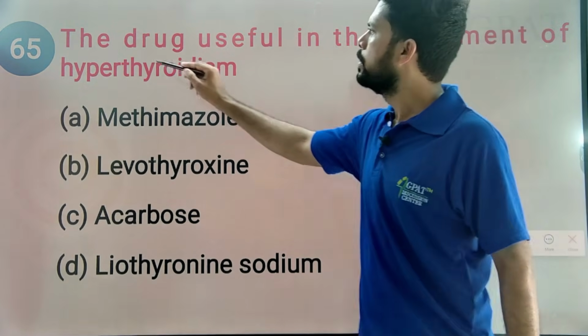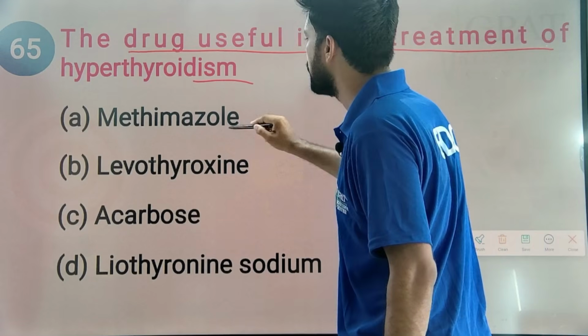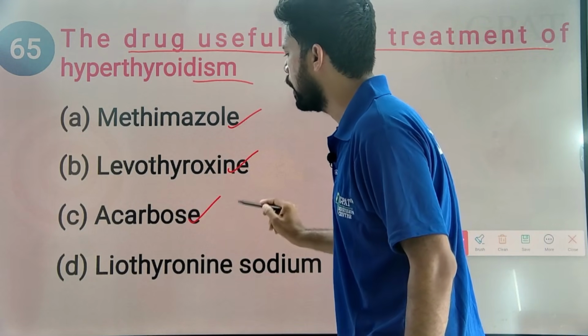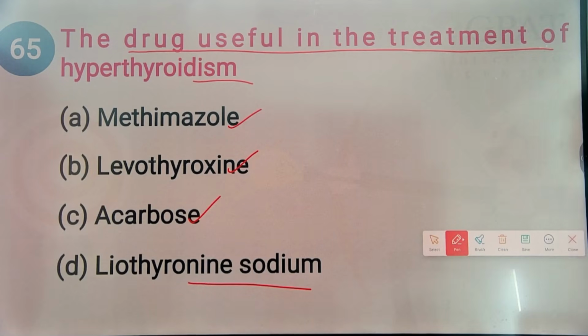Next, the drugs useful in the treatment of hyperthyroidism: methimazole, levothyroxine, acarbose, sodium. Hyperthyroidism means higher levels of T3, T4 hormones in the blood.